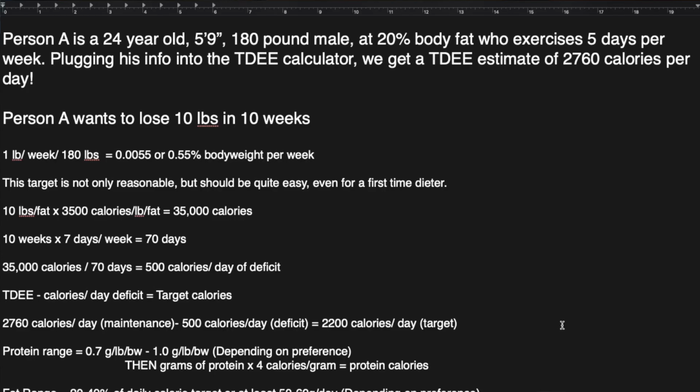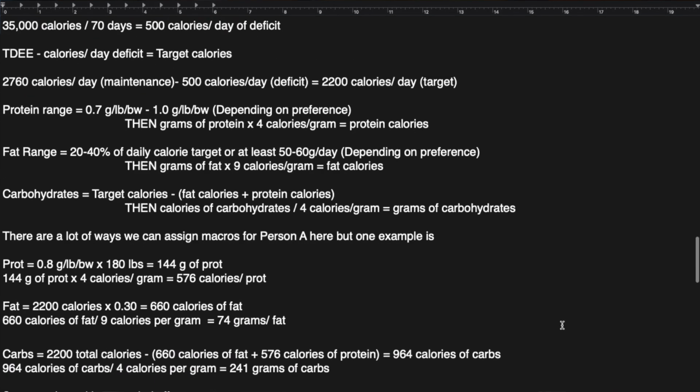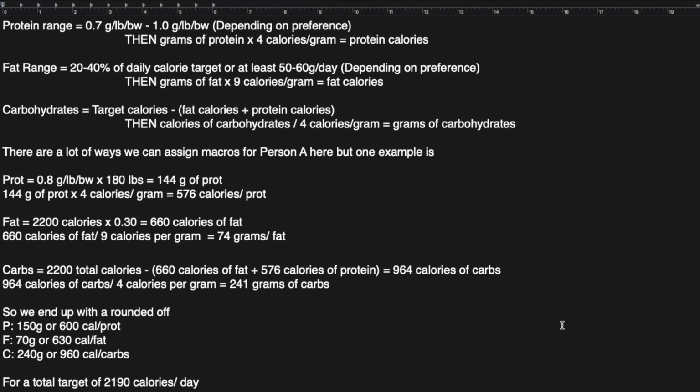Let's get down to these ranges. So the protein range that I'll recommend is anywhere from 0.7 grams per pound of body weight up to 1 gram of protein per pound of body weight, depending on preference, budget, how well you digest large amounts of protein, and other historical factors that are going to vary from person to person. Then you'll take the grams of protein, multiply that by 4 calories per gram, and you have calories of protein.